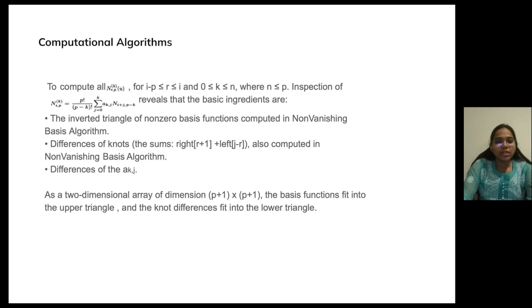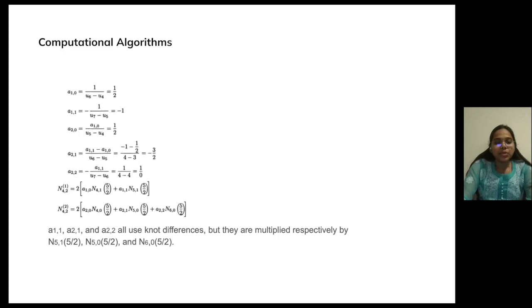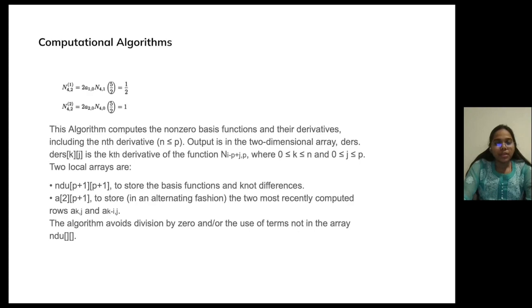To compute all the values, this will reveal the basic ingredients. Say the inverted triangle of non-zero basis functions will be computed in the non-vanishing basis algorithm. The differences of knots are also computed in the algorithm. As a two-dimensional array of dimension p plus 1 by p plus 1, the basis functions will fit into the upper triangle and the knot differences will fit into the lower triangle. So this will use all the knot differences, and they are multiplied respectively. This algorithm will compute the non-zero basis functions and their derivatives, up to the nth derivative.